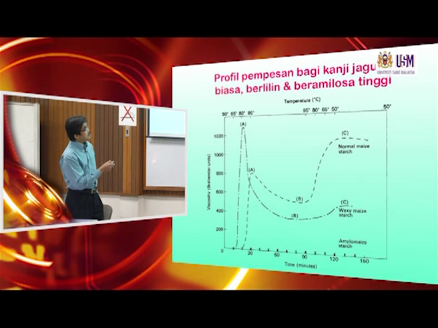Compared to normal maize, yeah, there's a slight delay. It doesn't start here. It starts actually a bit later. And quite a rapid increase in the viscosity of normal maize up to point A. But amylomaize, you don't see it. You don't see it even at the end of the heating, at the end of the holding here, still there.